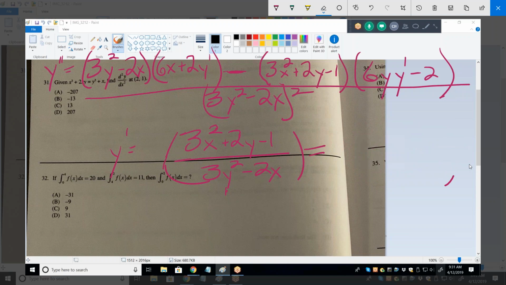Boy, there's so many chances to make a math error here. And now we're going to plug in 2 for every time we see x, 1 for every time we see y, and minus 15 for every time we see y prime. Okay. So, do we need to do all that, or should we go on? I think we should go on. I can do that. I think so, too.